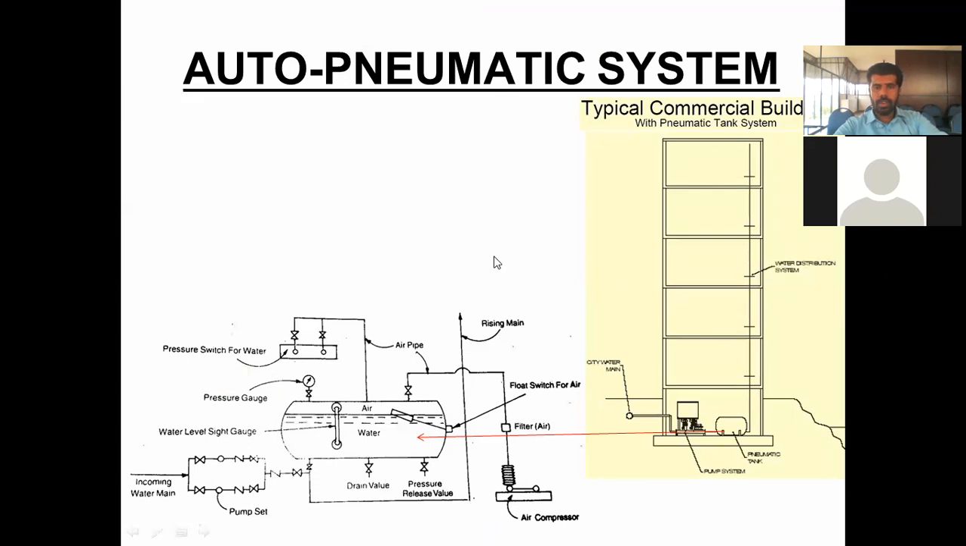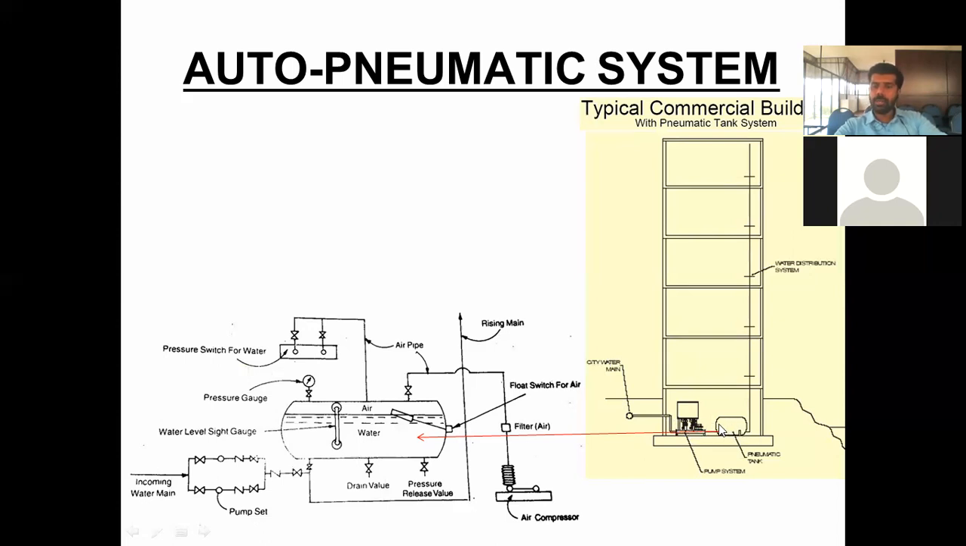This is the auto pneumatic system, and actually this is a typical commercial building with a pneumatic tank system. You can see the panel where you can see different parameters, and this pump system. This can be the city water main, which can be stored in a tank, and from there you can pump, and there will be a pneumatic tank also.